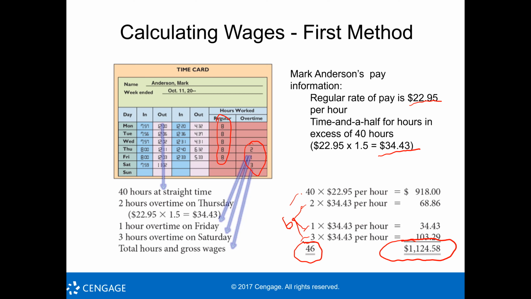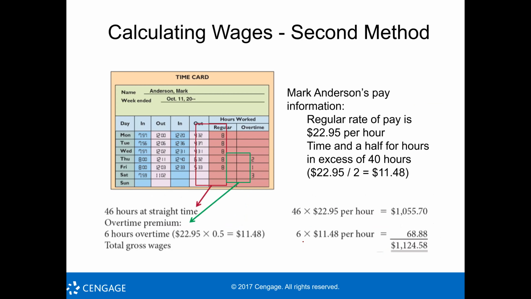And actually, this first method is what I think makes more sense. That's which way I prefer to do it. What we're going to see here with the second method is that they're going to take 46 times his regular pay, and then they're going to take 6 times the half. And so we'll see that on the second method. Again, I want to show you both ways because your book talks about both ways, but the first method is kind of how I always like to calculate it. Made sense to me. Anyway, here's the second method.